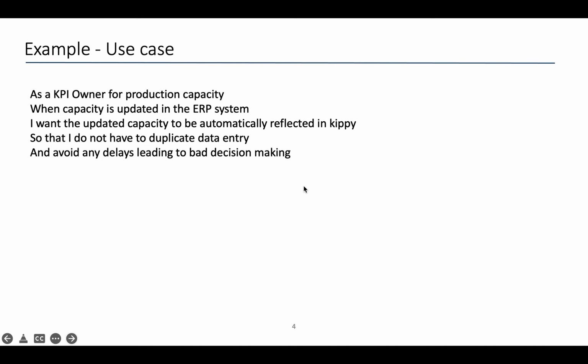So let's take an example use case. As a KPI owner for production capacity, when capacity is updated in the ERP system, I want the updated capacity to be automatically reflected in Kippy. This is so that I don't have to duplicate data entry in the ERP system in Kippy and avoid any delays leading to bad decision making.